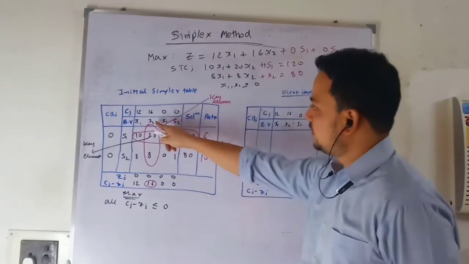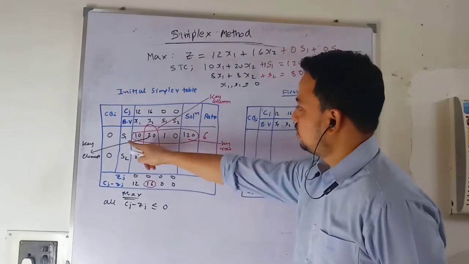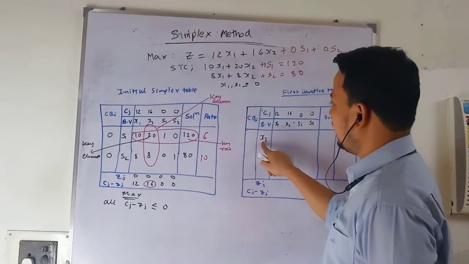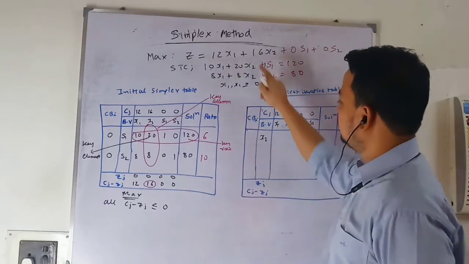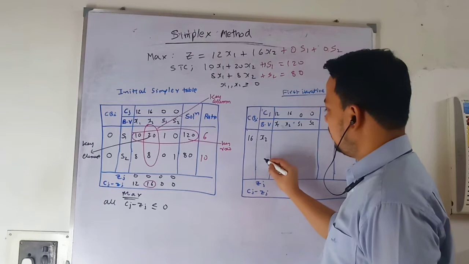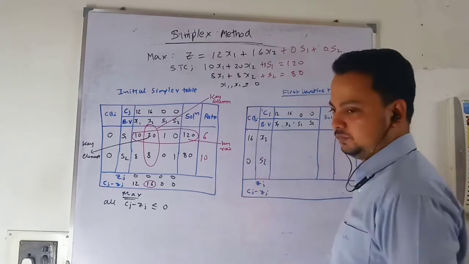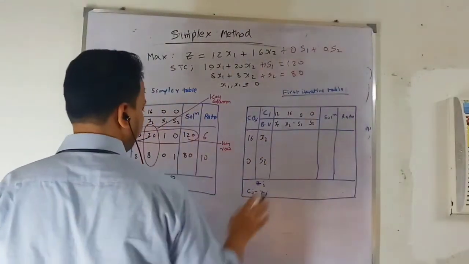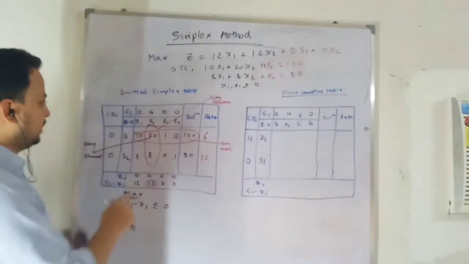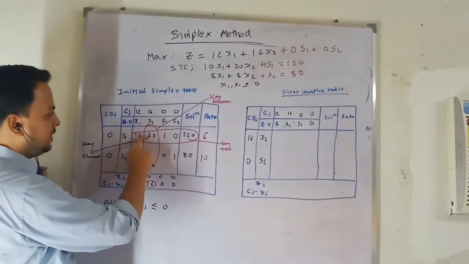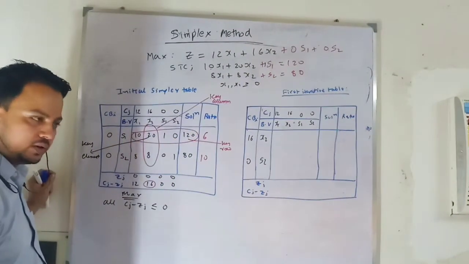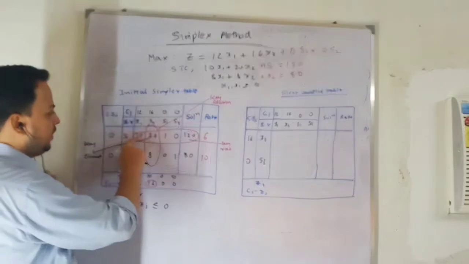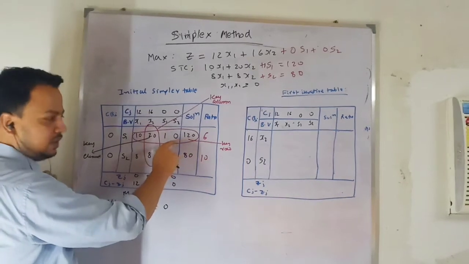My entering variable is x2, so I write x2 here. What is the coefficient of my x2? 16. Just write 16. Then here you will write s2, coefficient is 0. Now, in order to construct this table, there is a formula. Since my key element lies in the first row, to find the elements of my first row I will divide the elements of that row by the key element.